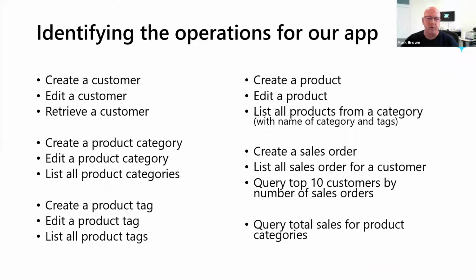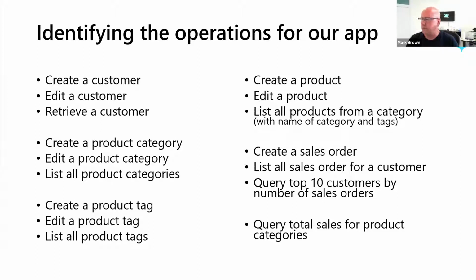So let's talk about the operations we're going to identify here for our sample e-commerce application. For our customers, we want to create and edit a customer. And then we also want to retrieve a customer. The thing I want to point out here is that retrieve a customer is likely going to be a high concurrency operation, much more so than creating or editing a customer. So the volume of these operations actually will play a role in how we decide we want to model this data. We want to create and edit product categories. We'll also want to list all product categories. Same with the tags. We'll want to create and edit tags and list those as well.